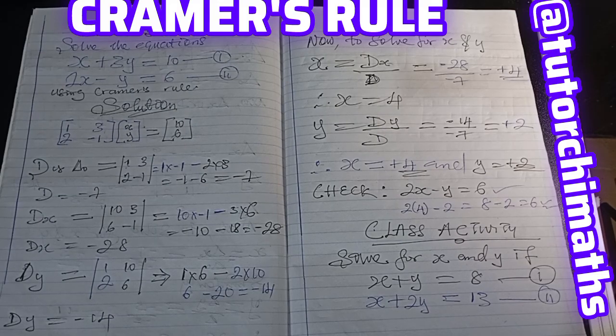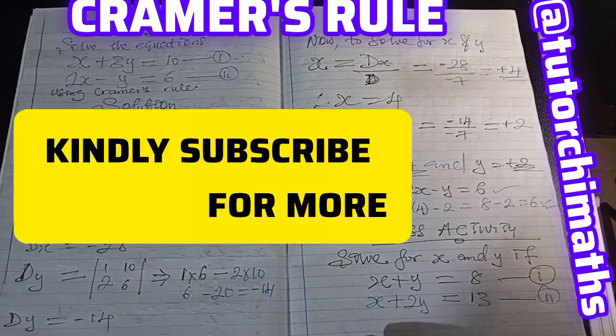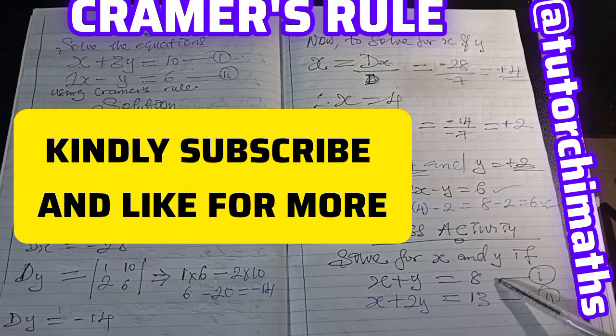Then wait for next example where we'll be solving 3 by 3. Remember, what we have solved here is known as 2 by 2 matrix. Okay? Then we'll be solving 3 by 3 matrix after we have done so much on determinants and other examples. So subscribe and wait for 3 by 3 matrix and 3 by 3 example.